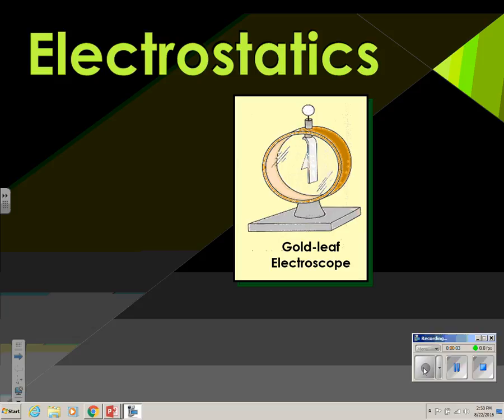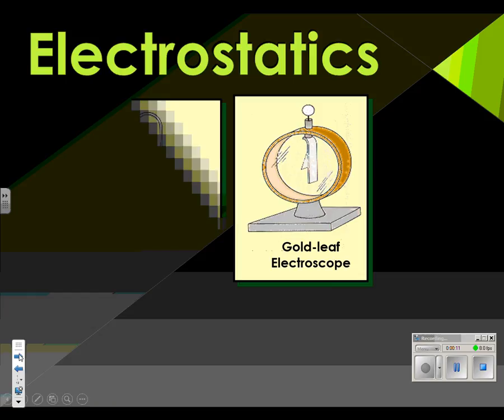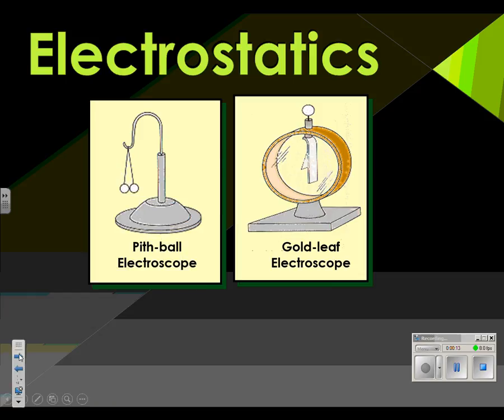Howdy, this is the Electrostatics Basics Review for AP 2. Electrostatics is something that we discussed last year in AP 1 or regular physics. And so we did talk about electroscopes, but we're going to go over it real quick so everybody can have a great reminder.